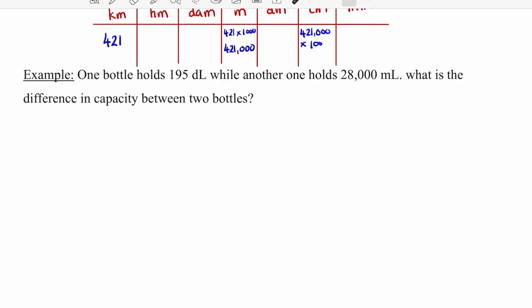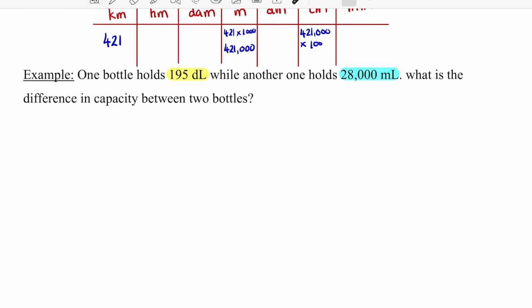Next example. One bottle holds 195 deciliters, while another holds 28,000 milliliters. What is the difference in capacity between the two bottles? So I have two different bottles. One holds 195 deciliters. Another holds 28,000 milliliters. And I want to see the difference between these two.